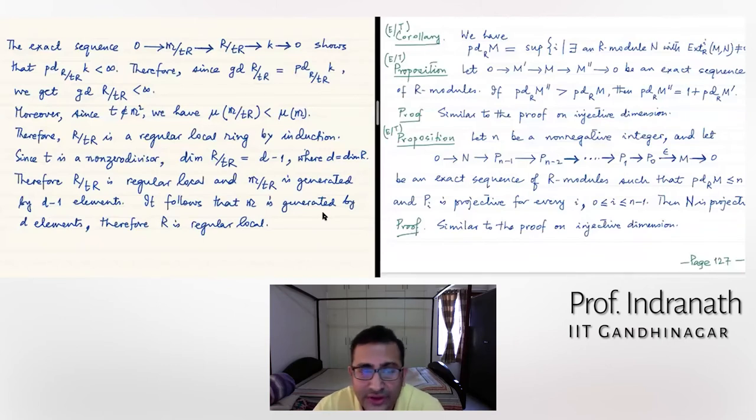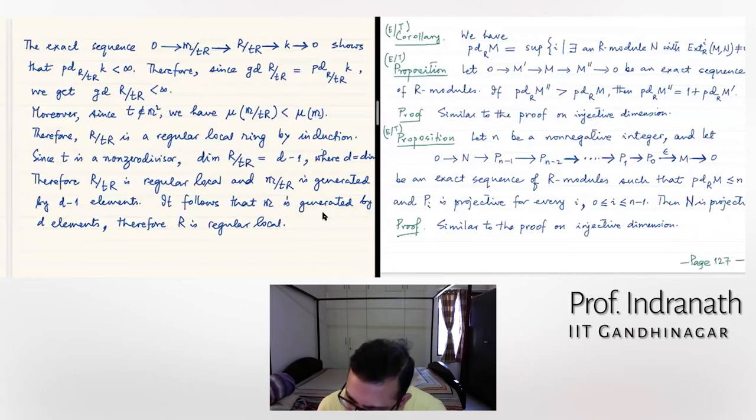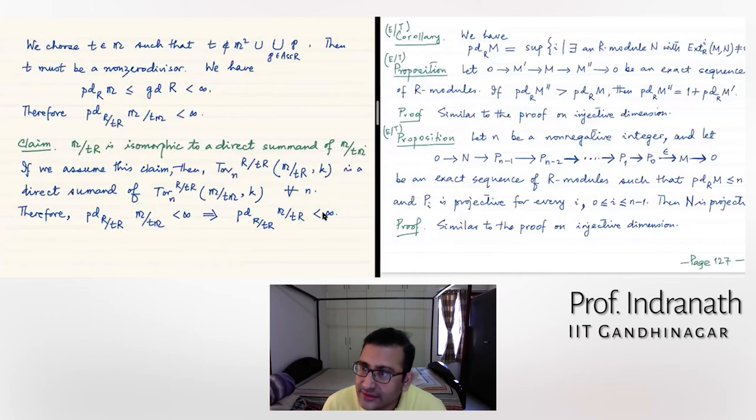But is the last part still clear? I would like all of you to have a careful look and make sure that it is clear. So you have this is a regular local ring by the induction hypothesis. And since T is a non-zero divisor, and since this is a regular local ring, this maximal ideal is generated by the right number of elements, and you have a regular system of parameters. And therefore, M is generated by the right number of elements together with T, and that's exactly what you want. And T, you know already, is a non-zero divisor, so therefore you have a regular local ring. Okay, so modulo this claim, therefore this is proved, right?